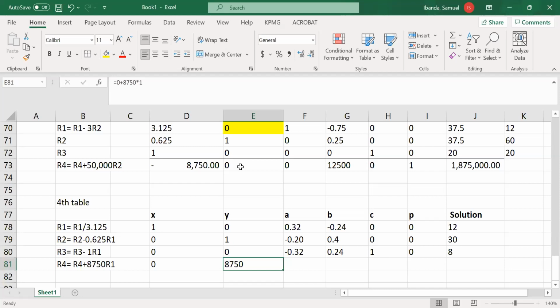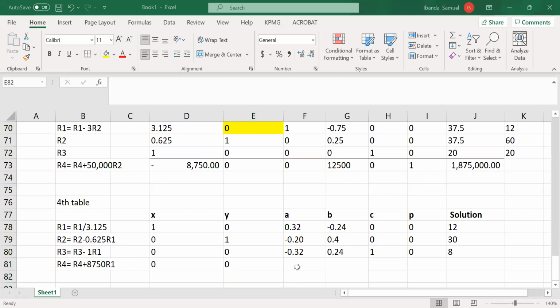We can repeat it to 0, which is our last R, plus 8750 R1. Okay. Sorry, here our R1 is actually 0. This is 0. I hope you get what I'm saying. It is this 0 plus 8750 times 0. The 1 ended on this column. So here we have 0. So we have to consider this. So it is 0 like that.